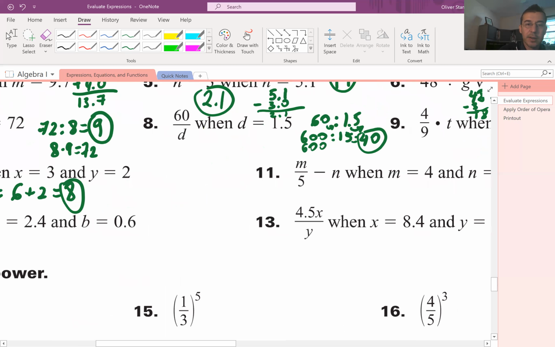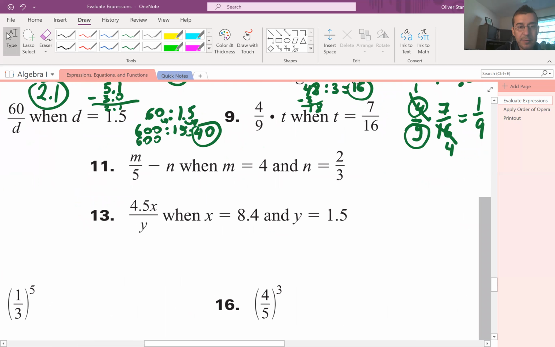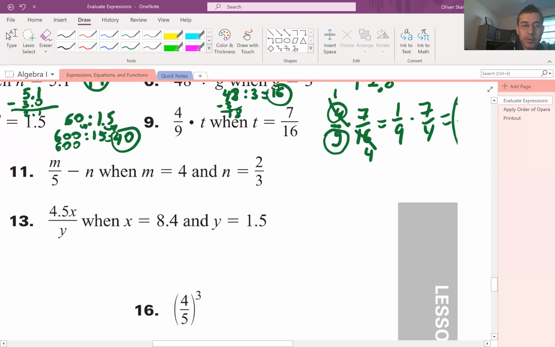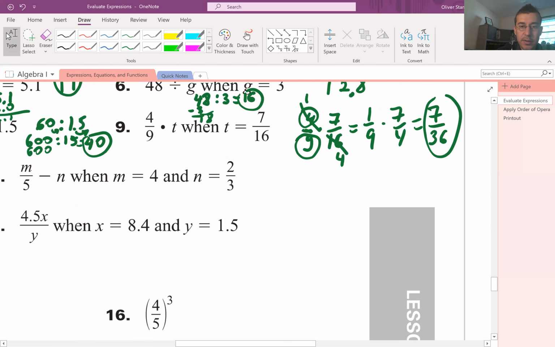Now, number 11, m over 5 minus n when m equals 4 and n equals 2/3. All right, so let's do it here on the side. m is 4, so it's going to be 4 over 5 minus n, which is 2 over 3, right? What's the common denominator? The easiest is just to multiply 5 times 3. So 5 times 3 is 15, right?